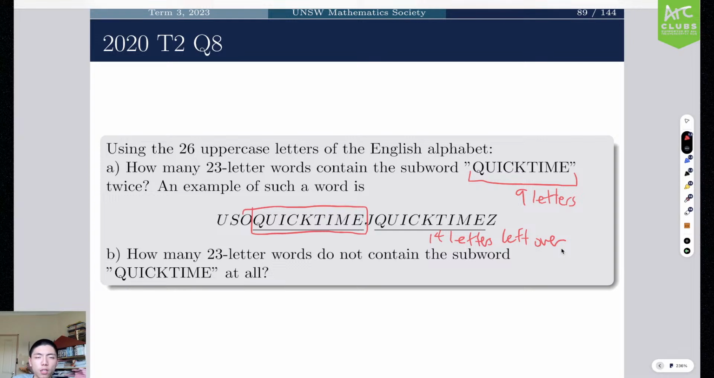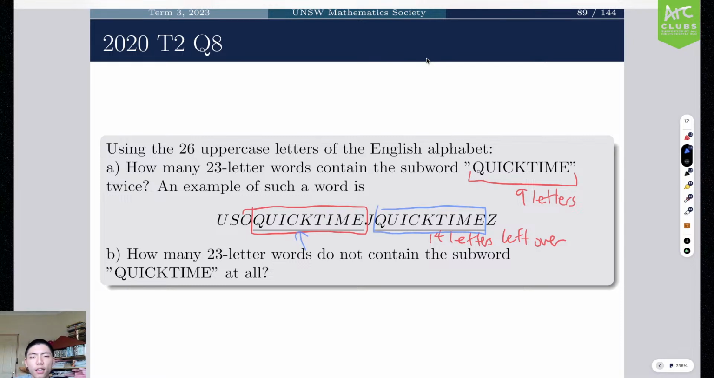We've already fixed one QuickTime to appear inside our 23-letter word. If there are 14 letters left over, then just purely by chance, QuickTime could appear again, right? But when we just do straight up QuickTime appearing once in random arrangements, we fail to also account for the cases where we've fixed this QuickTime and by pure luck, this QuickTime has appeared. So you see that there are 2 scenarios where this thing can have the QuickTime appearing once.